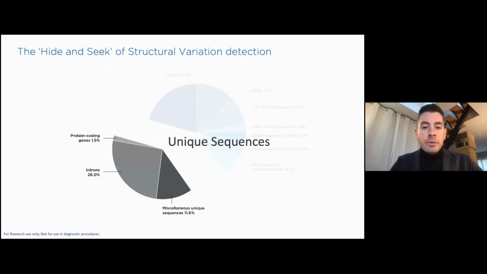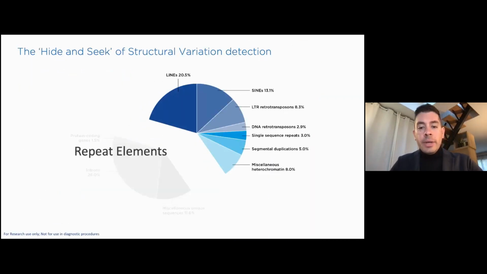And that is very easy to understand when you take into account that 2/3 of the human genome is repetitive, making it extremely challenging for algorithms to reassemble the reads in these regions. And the consequence is that many structural variants will remain invisible to these technologies.